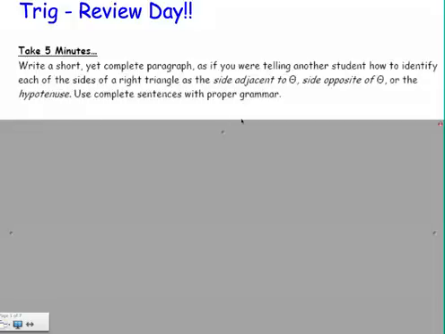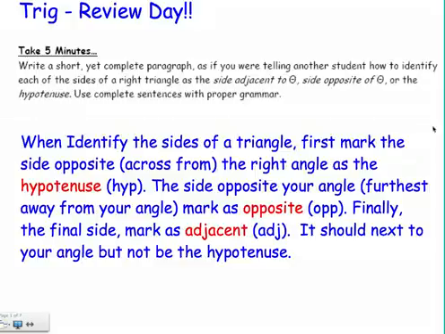Okay, welcome back. Let's take a look at the paragraph that I wrote. I said when identifying the sides of a triangle, first mark the side opposite or across from the right angle as the hypotenuse. This is usually the easiest one for you to visualize. It's the easiest one for you to find.